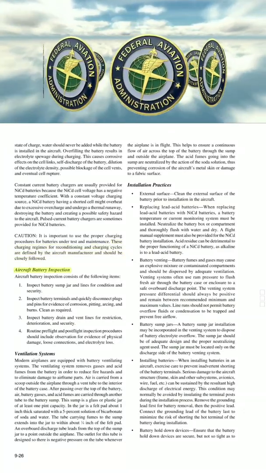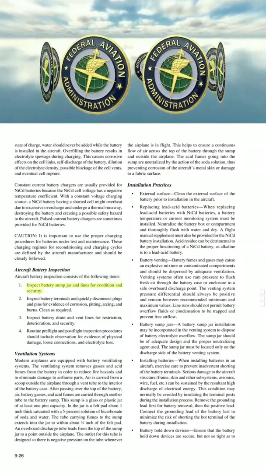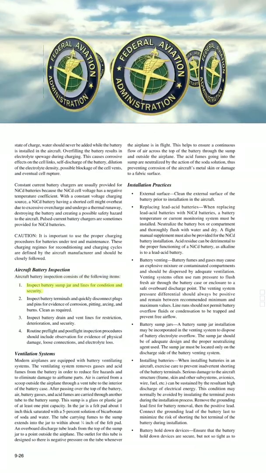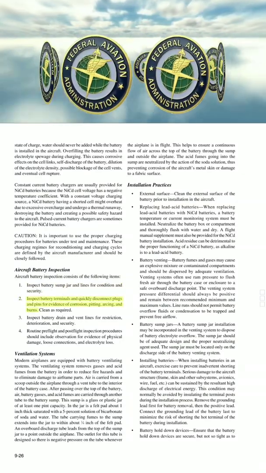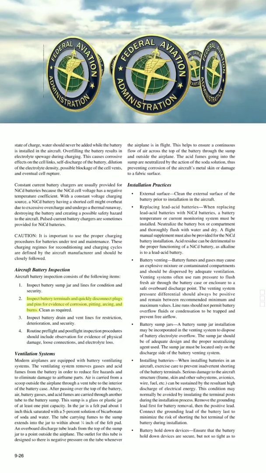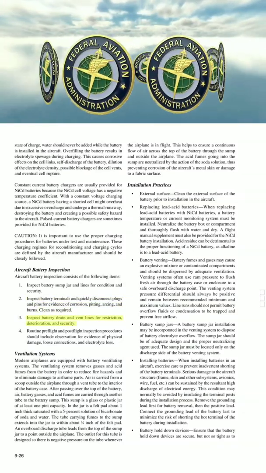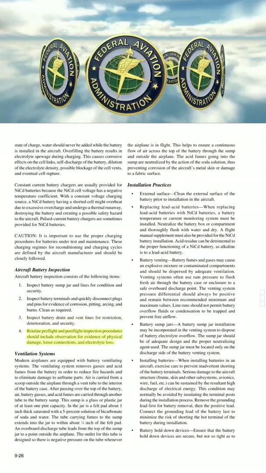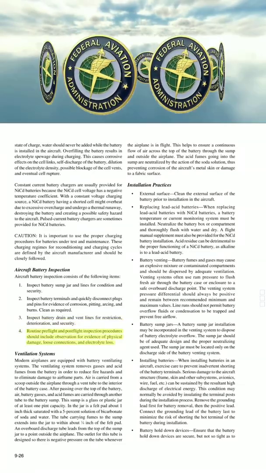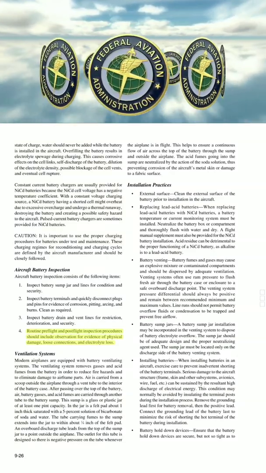Aircraft battery inspection. Aircraft battery inspection consists of the following items. 1. Inspect battery sump jar and lines for condition and security. 2. Inspect battery terminals and quick disconnect plugs and pins for evidence of corrosion, heating, arcing, and burns. Clean as required. 3. Inspect battery drain and vent lines for restriction, deterioration, and security. 4. Routine preflight and postflight inspection procedures should include observation for evidence of physical damage, loose connections, and electrolyte loss.